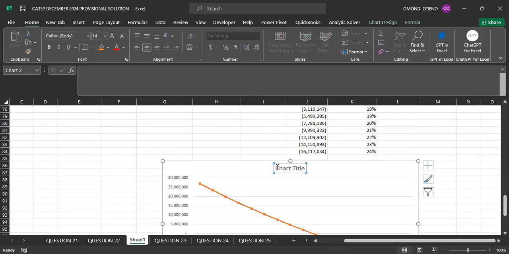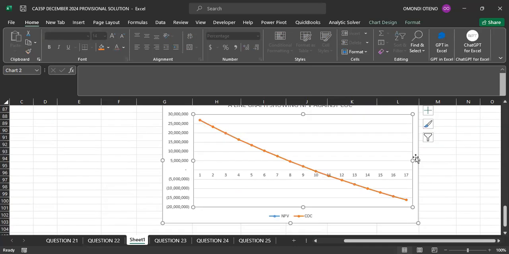You can just have here, tell us it is a line graph showing net present value against cost of capital. A line graph showing net present value against cost of capital.